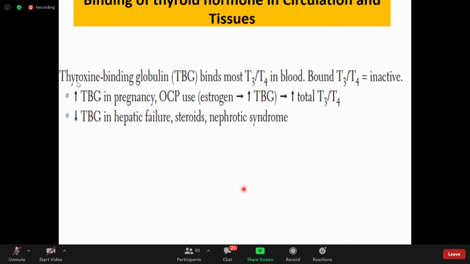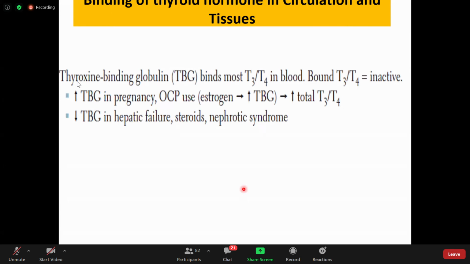Now, TBG, as I said, is synthesized by the liver. So in conditions where the liver is damaged, TBG is produced in lesser amount, or in a condition like nephrotic syndrome where proteins are lost through the urine, you are losing a lot of these globulins. So you have a lower amount of TBG. When you have a lower amount of thyroid binding globulin, you would have higher levels of free T3, T4, which is going to affect the pituitary gland to decrease the TSH. And as the TSH goes down, the synthesis of the thyroid hormones is also going to go down.